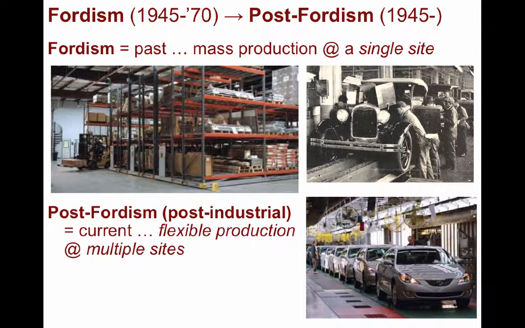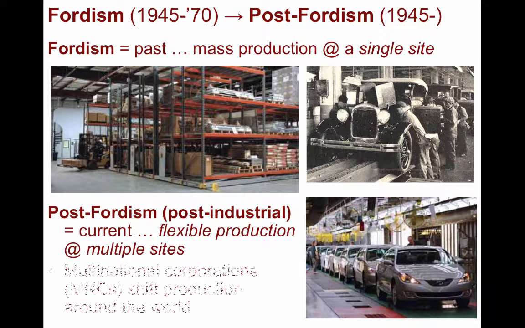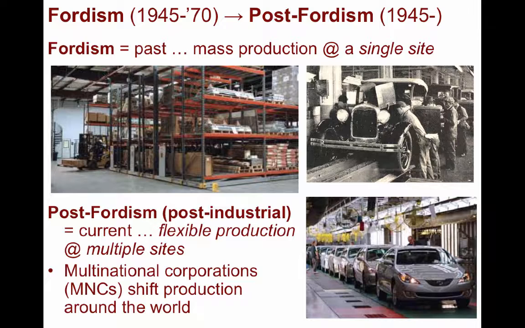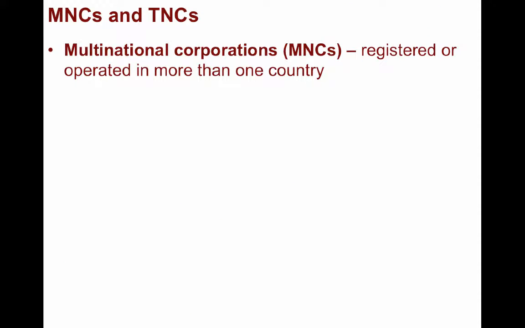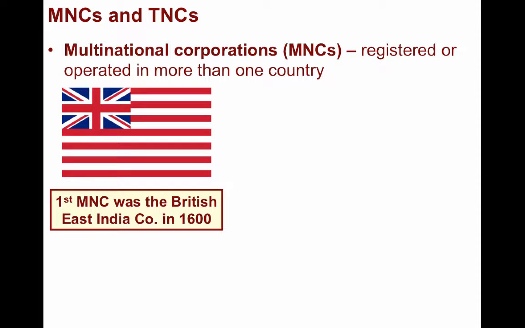Also referred to as the post-industrial economy, it highlights flexible production in which firms are able to choose between a plethora of competing suppliers. Multinational corporations shift production around the world, but especially with countries relatively close to each other. Now, multinational corporations, or MNCs for short, are those registered or operated in more than one country. The first one in history was the British East India Company, which was first chartered in 1600.